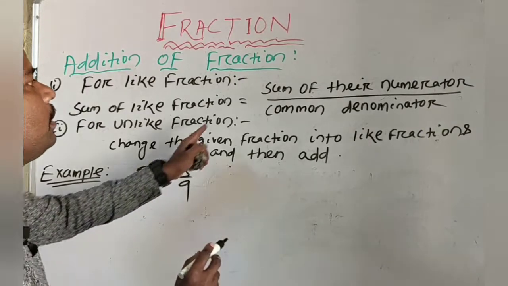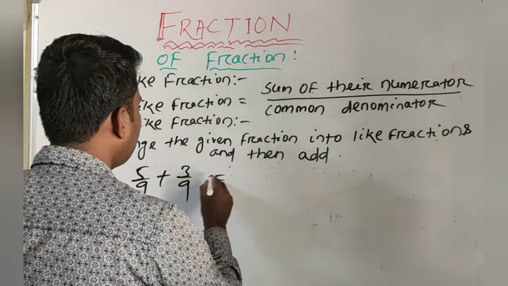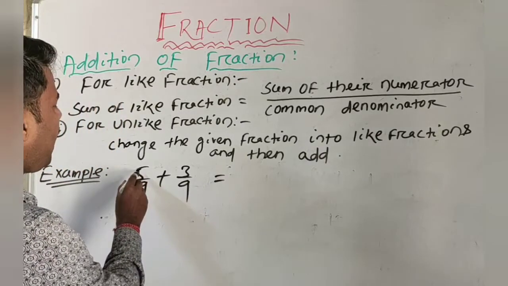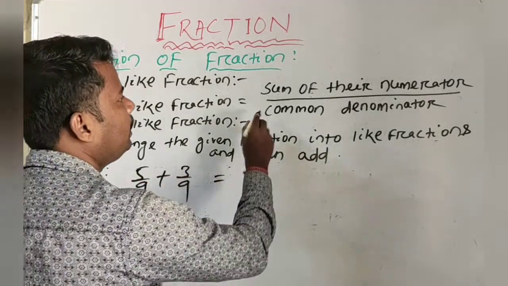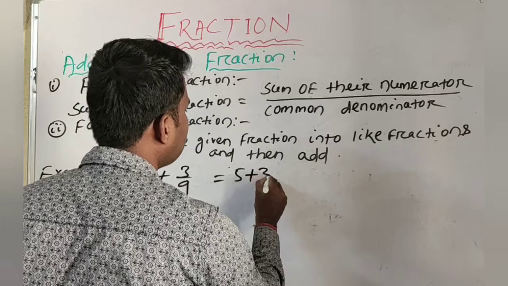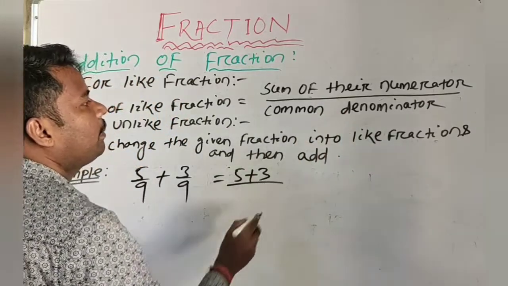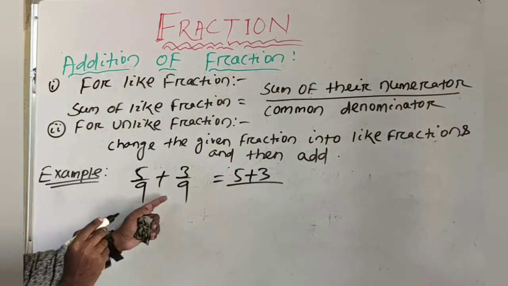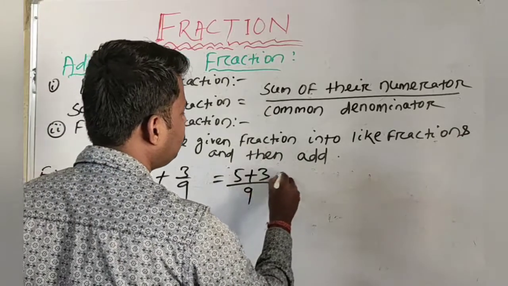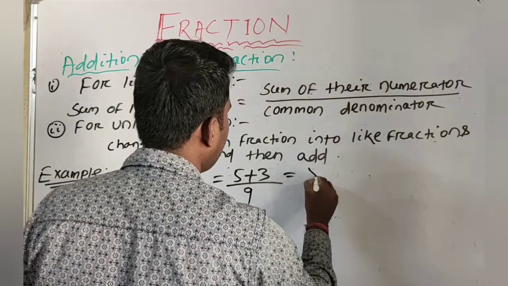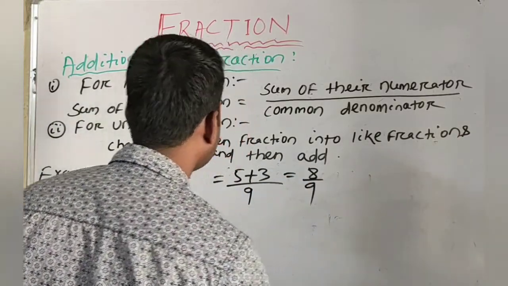So how will we add? Sum of their numerators. Here the numerators are 5 and 3, so we add 5 plus 3, then divide by the common denominator. Here the common denominator is 9, so it is equal to 8 by 9.